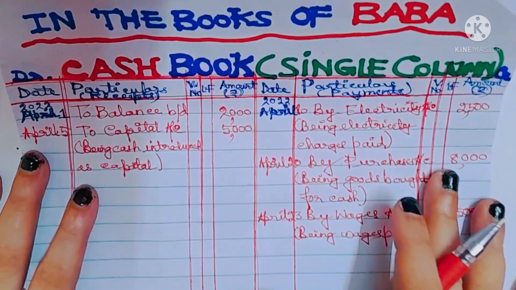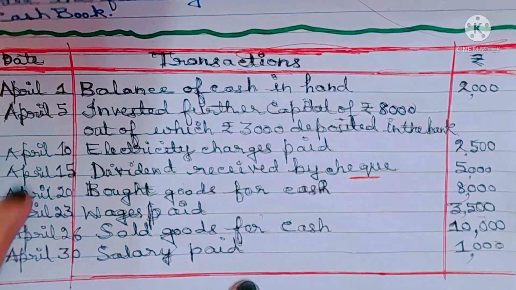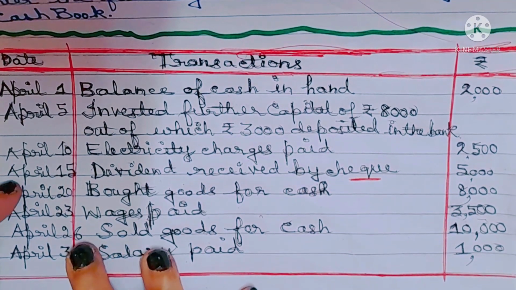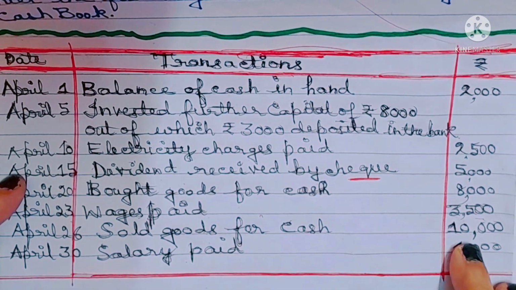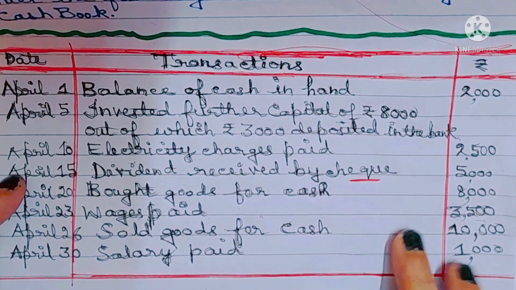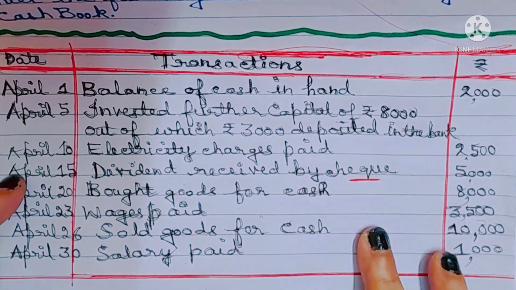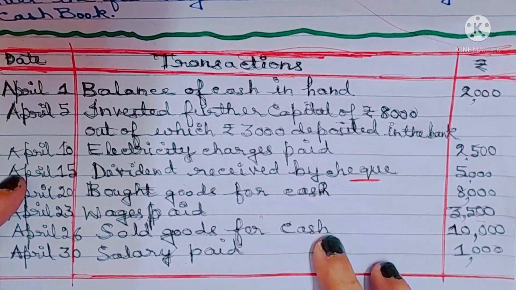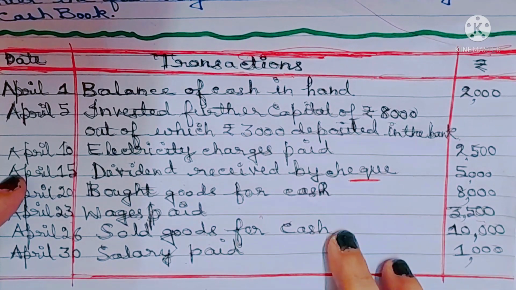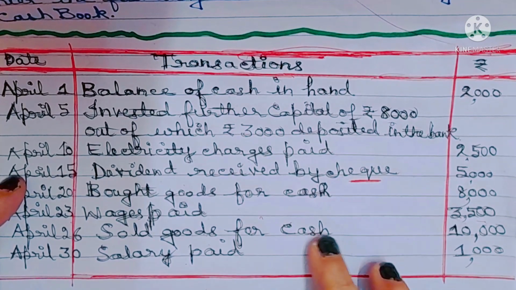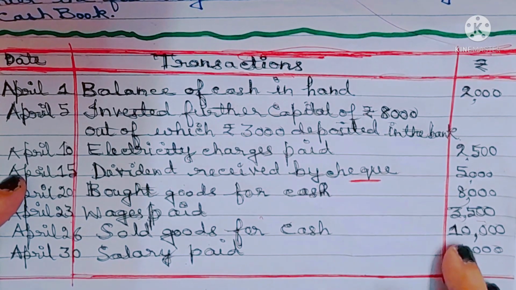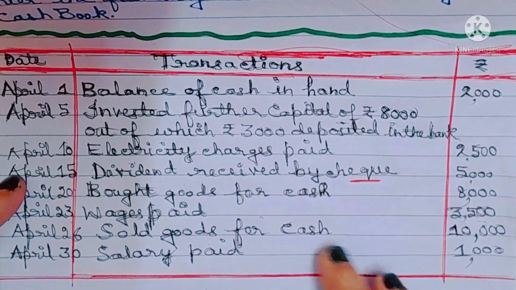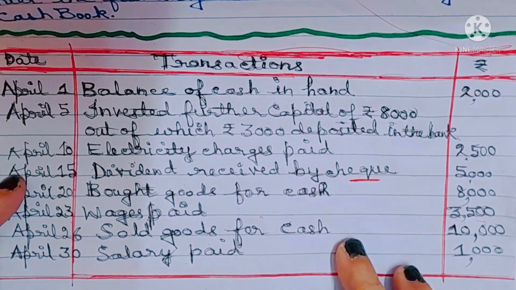So 3,500 will be credited. Okay. Now let's see the next transaction. The next transaction is on 26th April, sold goods for cash 10,000. So what will be the journal entry? The journal entry will be cash account debit to sales account. Instead of goods, we'll write sales account. So what is the position of cash account? Since cash account is on the debit side, we'll have to write sales account on the debit side too. So we'll have to write to sales account in the cash book on the debit side 10,000.